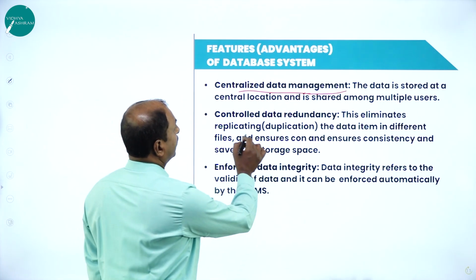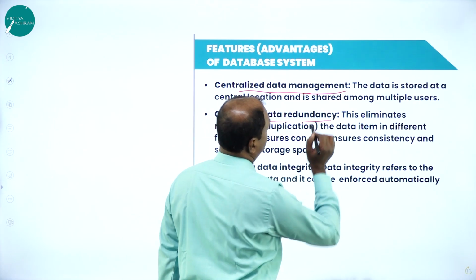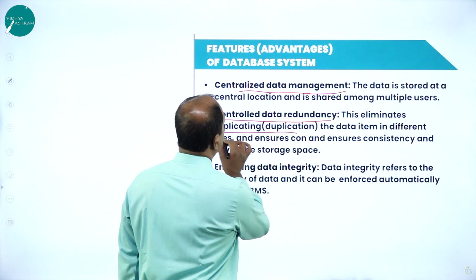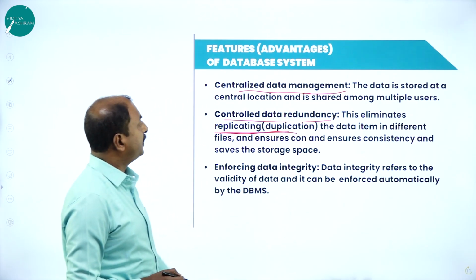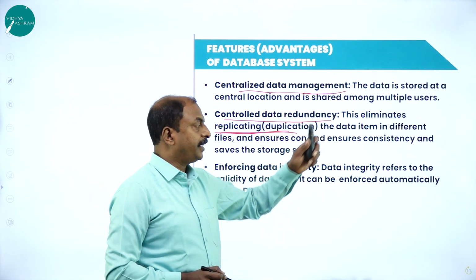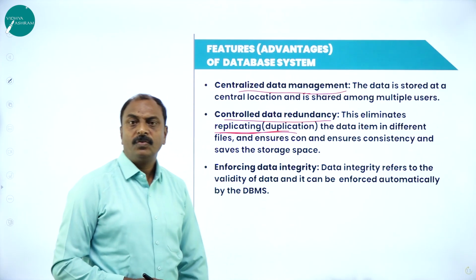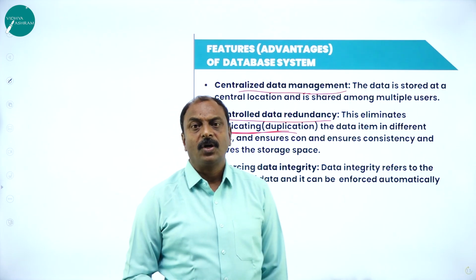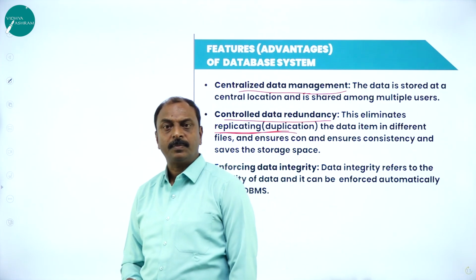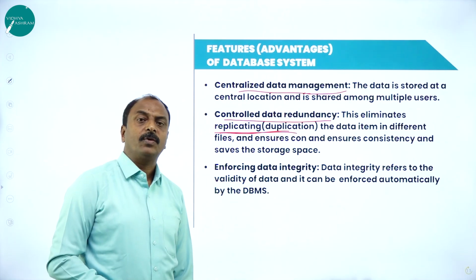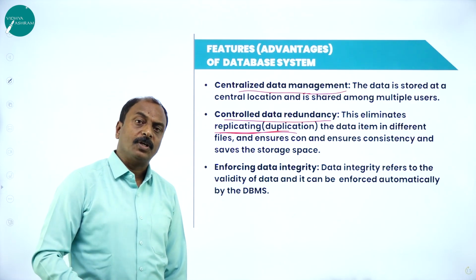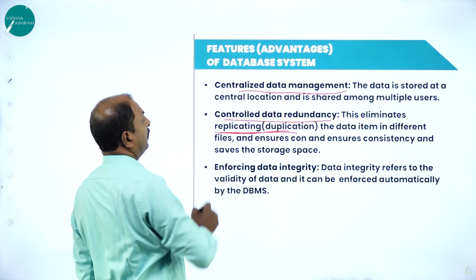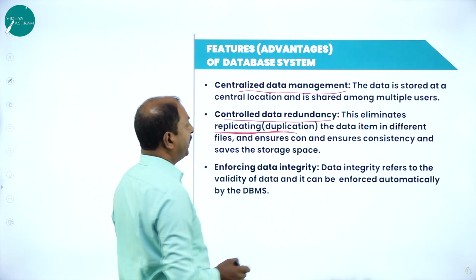The second one is controlled data redundancy. What is the meaning of this? It eliminates duplication of records. Controlled data redundancy is nothing but the elimination of duplicate records in a database. In a database, all records must be unique in nature. There won't be any chance of duplicate entries, so that can be avoided with the help of a database or controlled data redundancy.